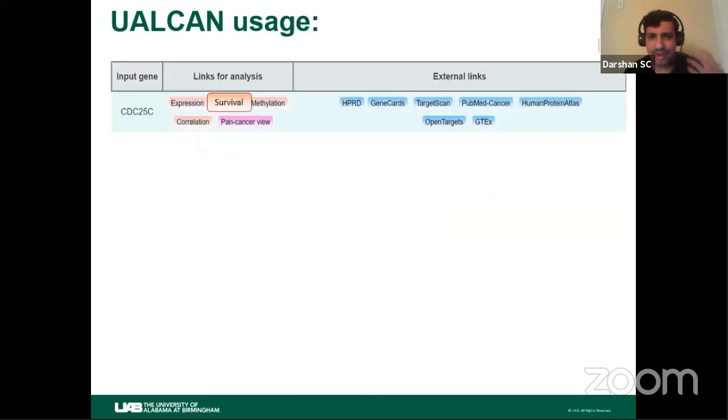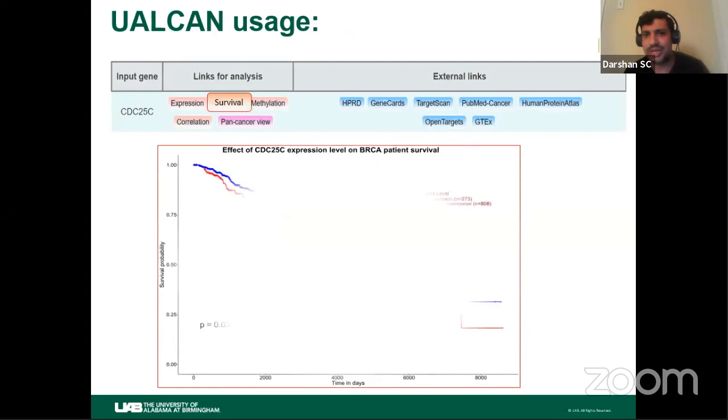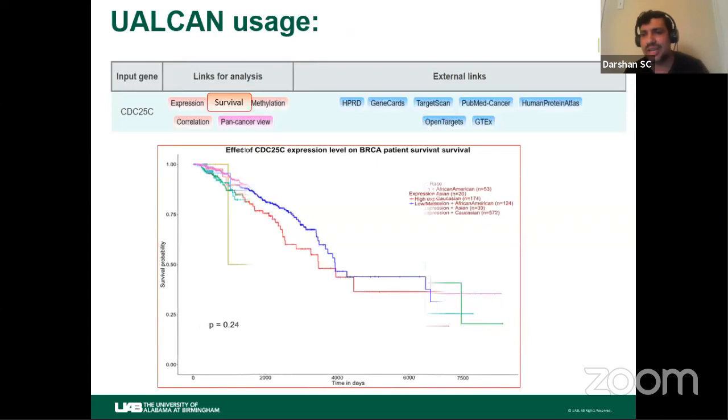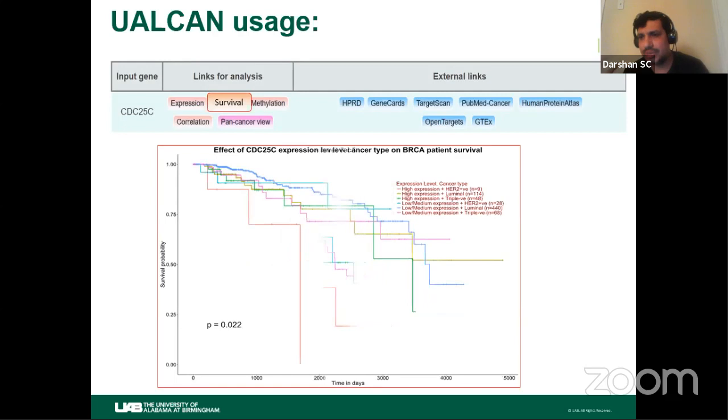So basically, for a gene of our interest, we do provide that information in UALCAN. One can download it. And there are two types of survival analysis that one can do. We call one a univariate survival analysis, where we only consider the impact of the level of expression of a gene on patient survival. And there is also something called a multivariate survival analysis, where we look at not only the level of expression, we also look at other factors like cancer stage or cancer type or race and other features.